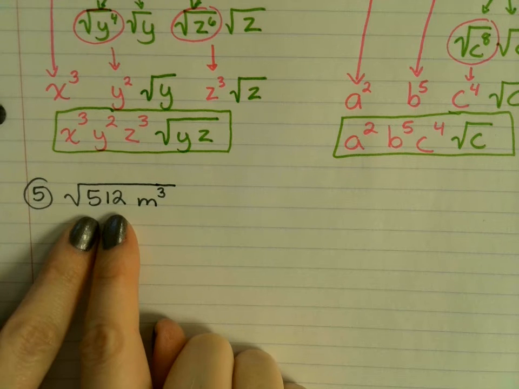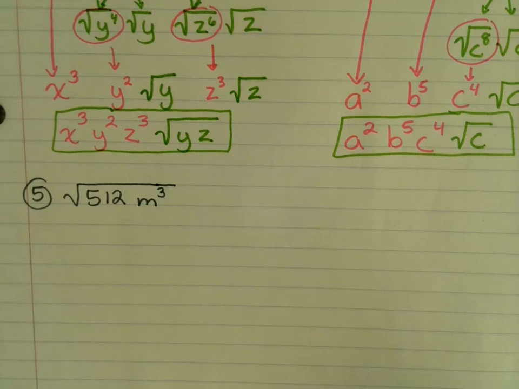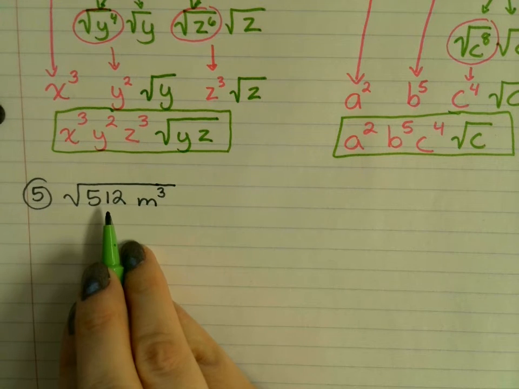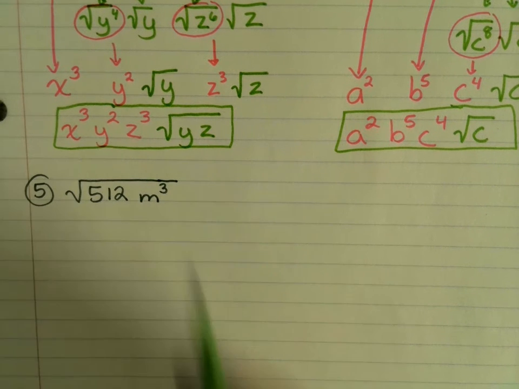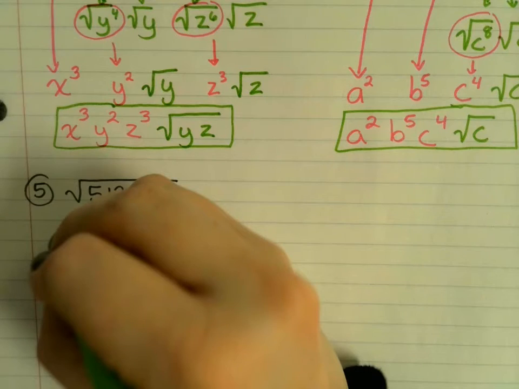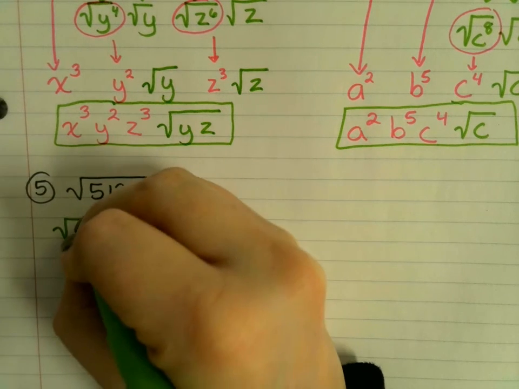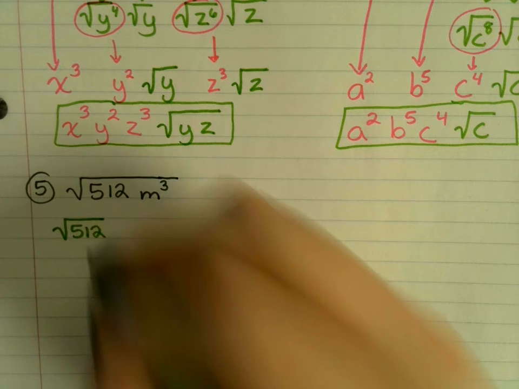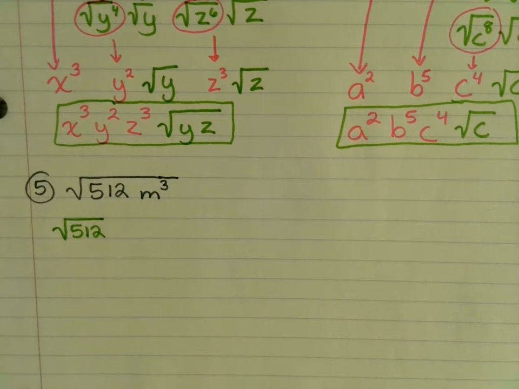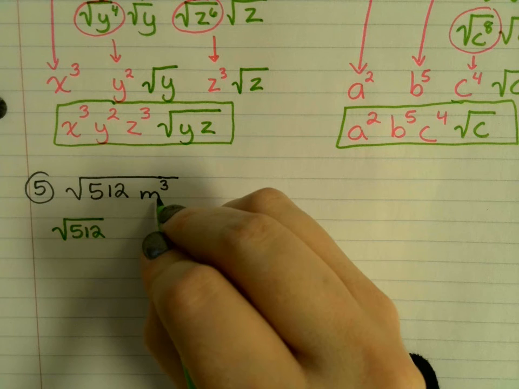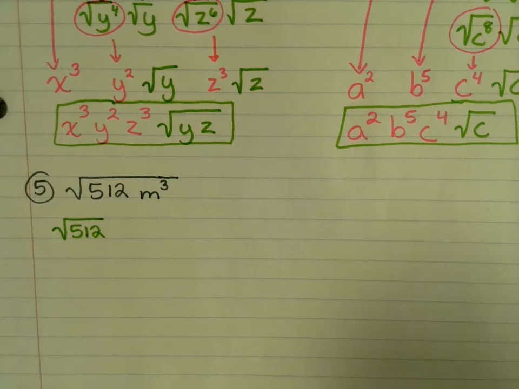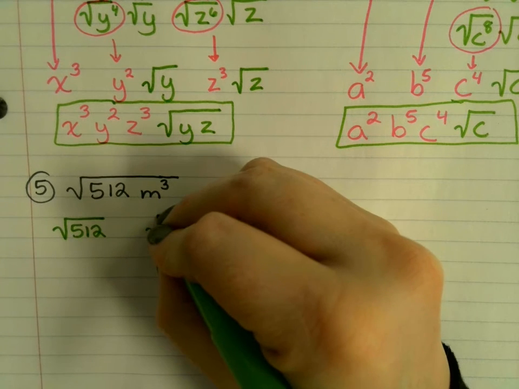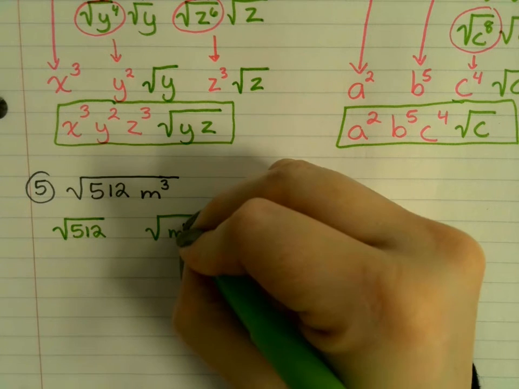This is obviously not a perfect square. 512 is not a perfect square. So I'm going to separate it and work on it individually. And then, of course, m to the 3rd. M to the 3rd is also not a perfect square. So I'm going to work on it separately.